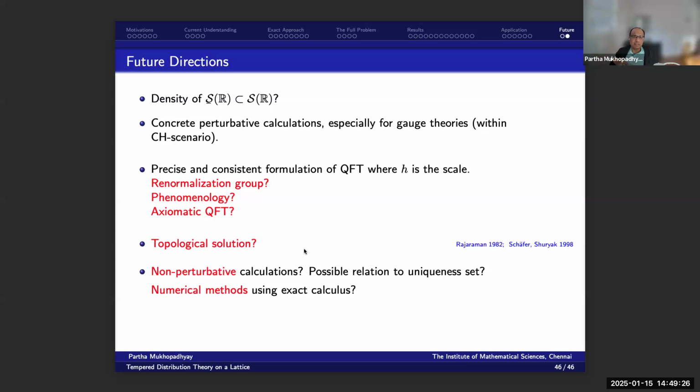And for the classical field theory, the differential equation context, are there any numerical methods that use this exact calculus the way I described? Will there be corresponding numerical recipes for that? That is another question. I end here.